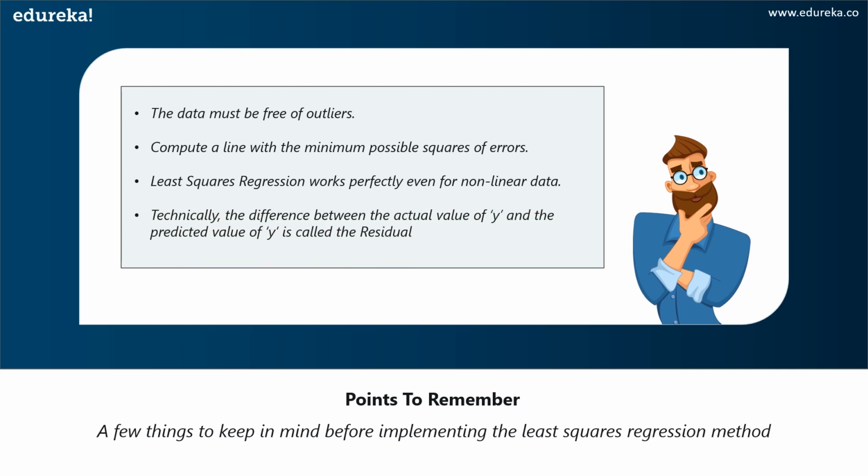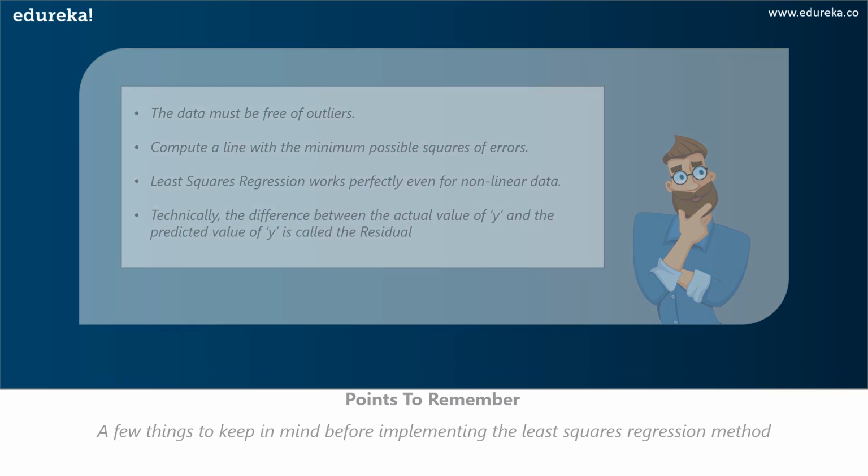Finally, the difference between your actual value of y and the predicted value of y is called your residual. Now, this is basically your error value, right? So your residual is your error, and this has to be minimized as much as possible, right? That's what least square regression is all about.